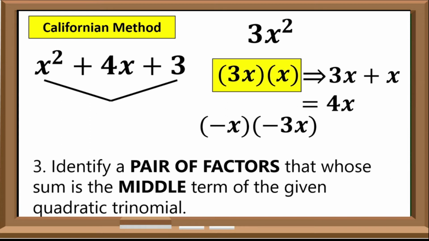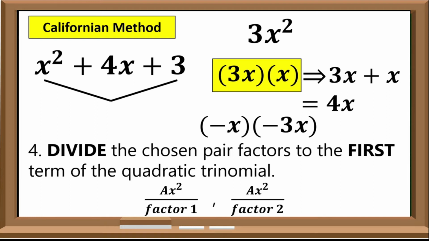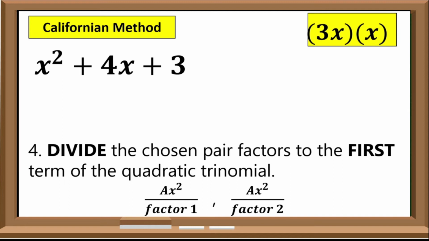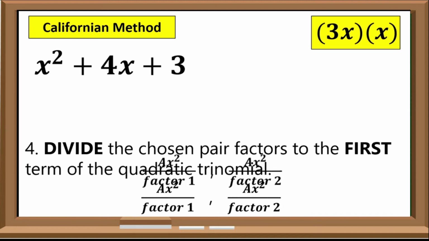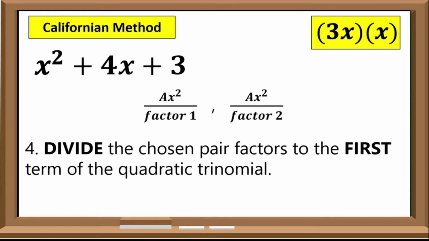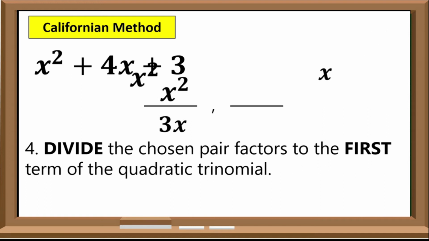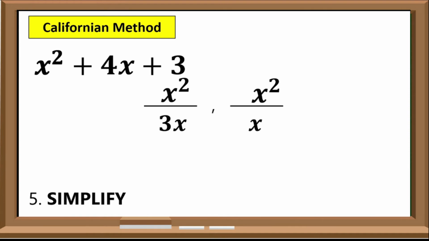Fourth step, divide the chosen pair of factors into the first term of the quadratic trinomial. The first term over the first factor, the first term over the second factor. That would be x squared over the first factor 3x, and x squared over the second factor x. Fifth step, simplify. x squared divided by 3x would be x over 3. And x squared divided by x would be x over 1.